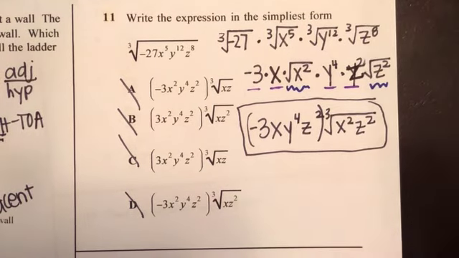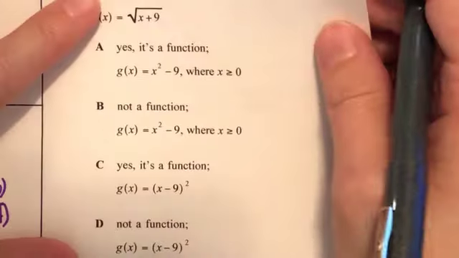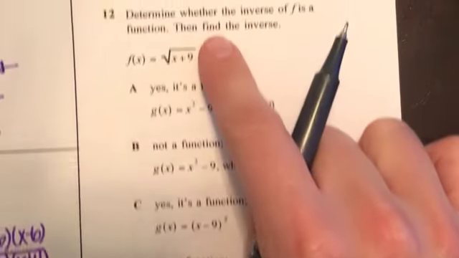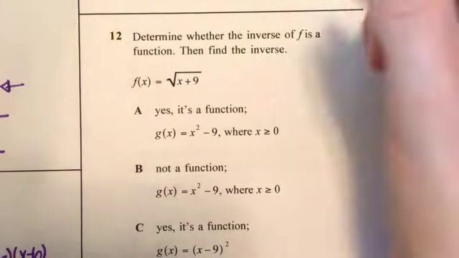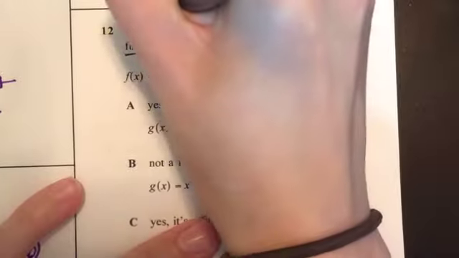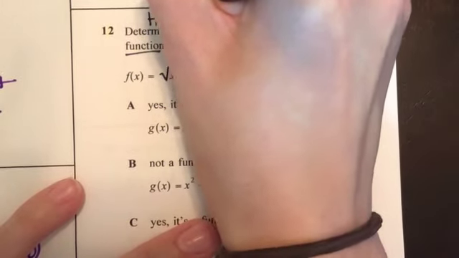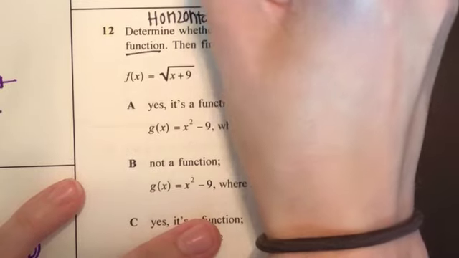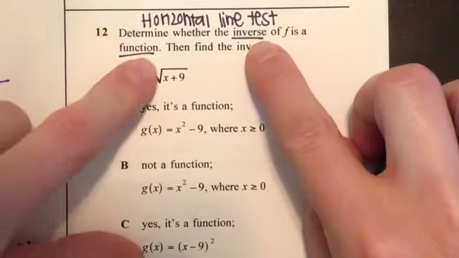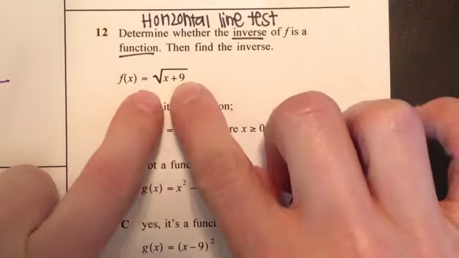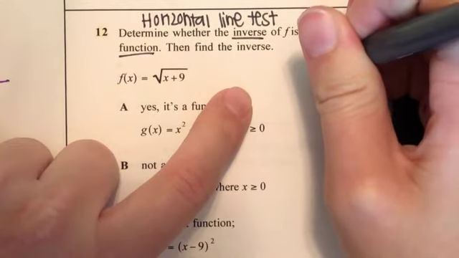All right, so moving on, number 12. We're going to determine whether the inverse of f is a function, and then find the inverse. To determine whether the inverse is a function, you're going to do the horizontal line test. With this horizontal line test, you draw a graph of the function. So here's my function, square root of x plus 9.